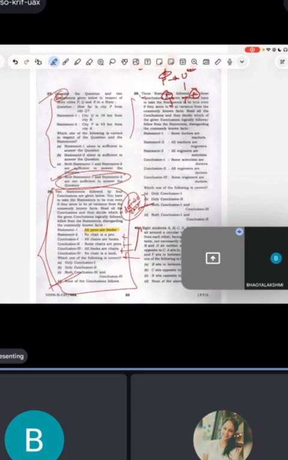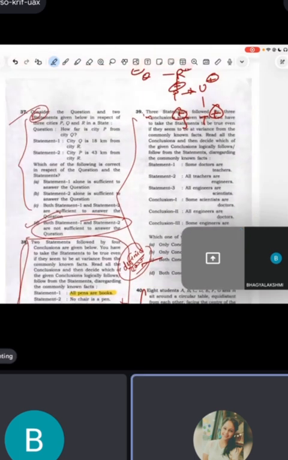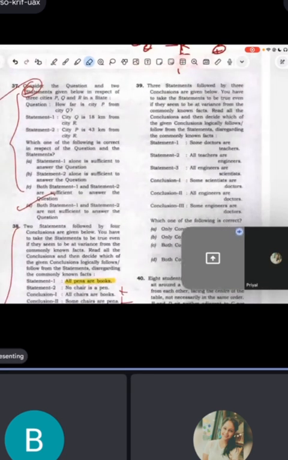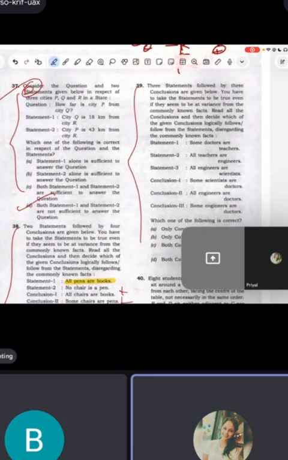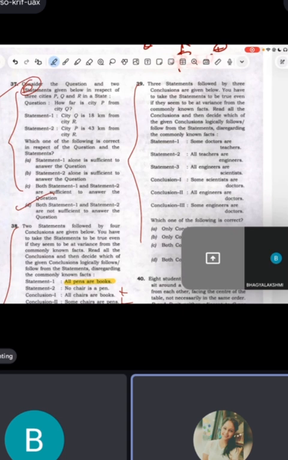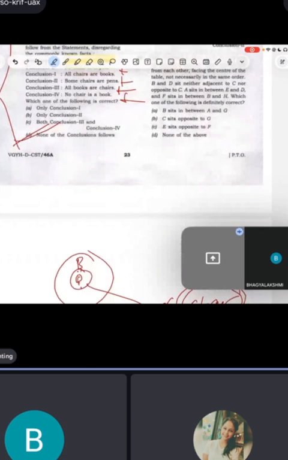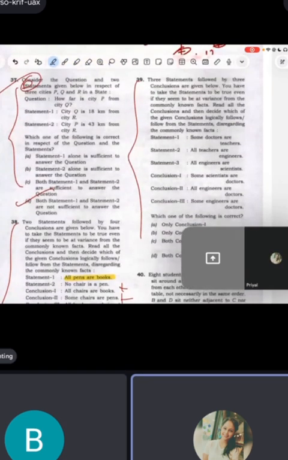So guys, in the same way, this question is also like that. Should we solve this question right now? Read this question, Bhagya, question 39. Three statements followed by three conclusions. Statement one: Some doctors are teachers. All teachers are engineers. All engineers are scientists. Some scientists are doctors. See, we will tell. Some doctors are teachers. All teachers are engineers.